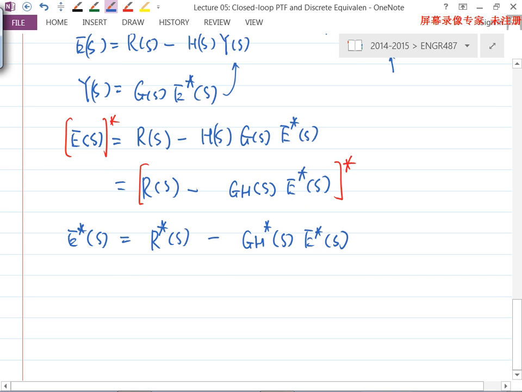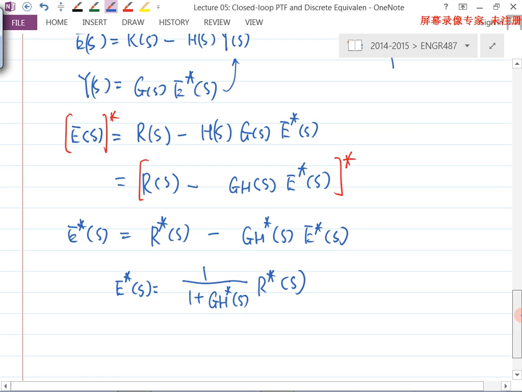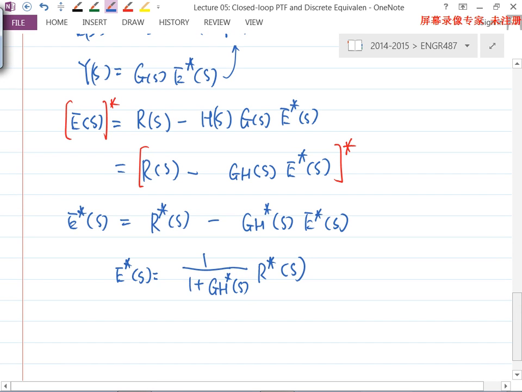Okay, so now we can simplify this a little bit. So we get E star of S equals, so move this whole chunk over there and take out the common factor, and we get 1 over 1 plus GH star of S times R star of S. So that's E star of S, and you have the R star of S showing here explicitly. Is it clear from here to here?